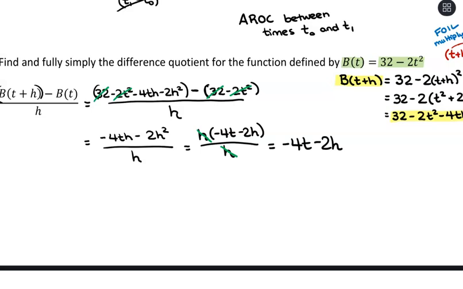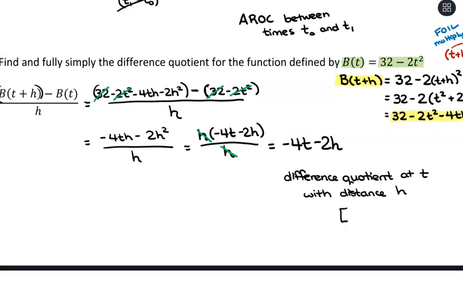And what this is going to do is it's going to find the instantaneous rate of change. Or rather, how do I want to say this? Let's call it difference quotient at t with distance of h.